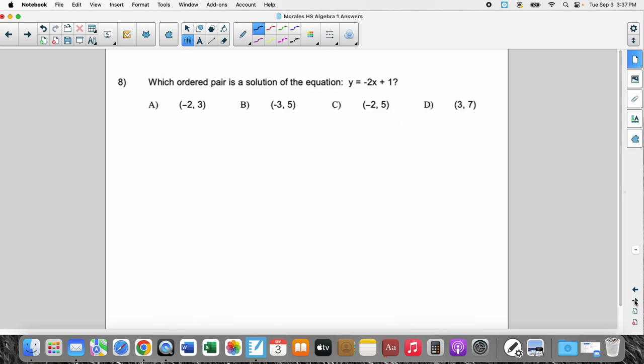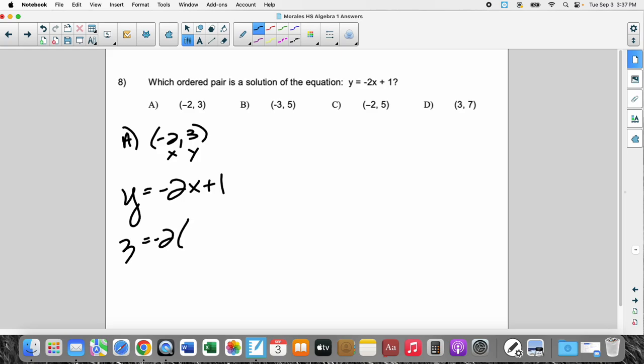Which ordered pair is a solution to the equation y equals negative 2x plus 1? So I have this first point, negative 2, 3, that's my x and my y value, and I have an equation y equals negative 2x plus 1. If it's a solution, when I substitute the values in, it should be a true statement.